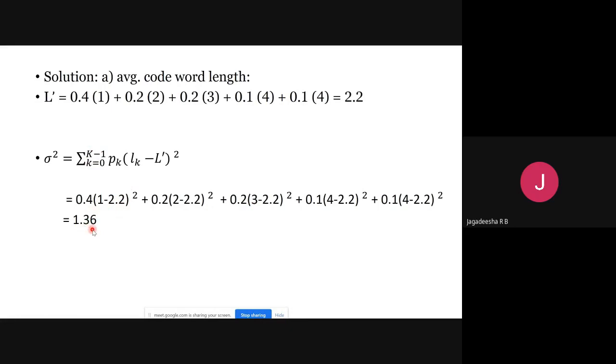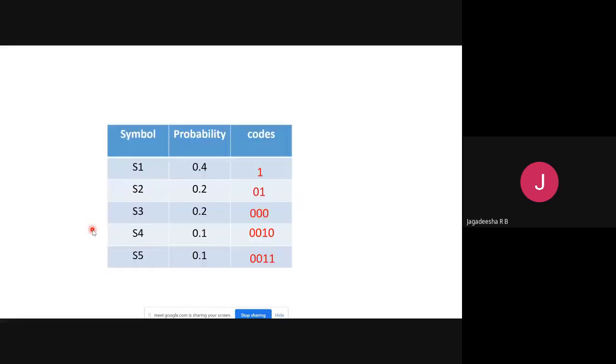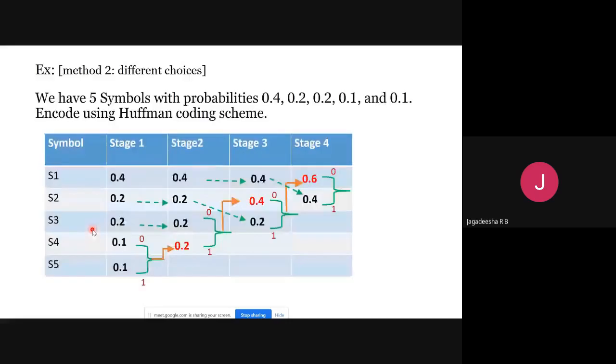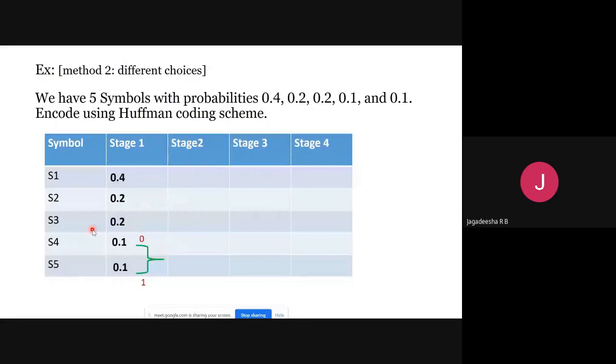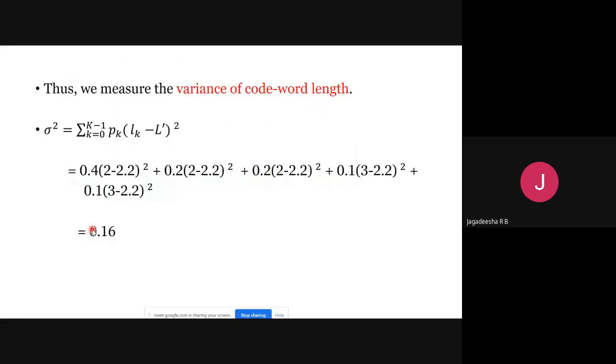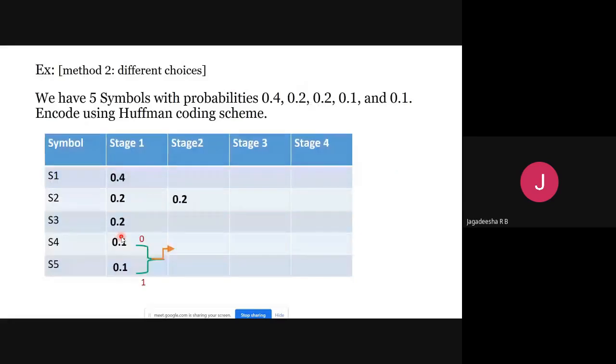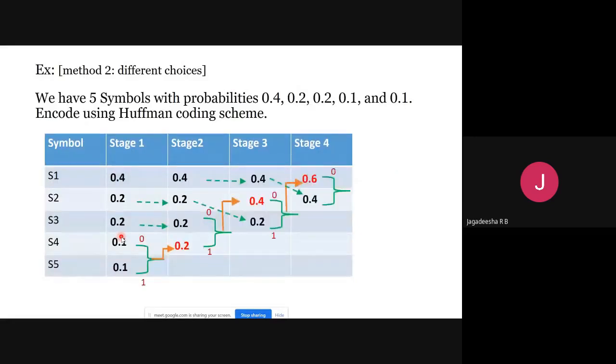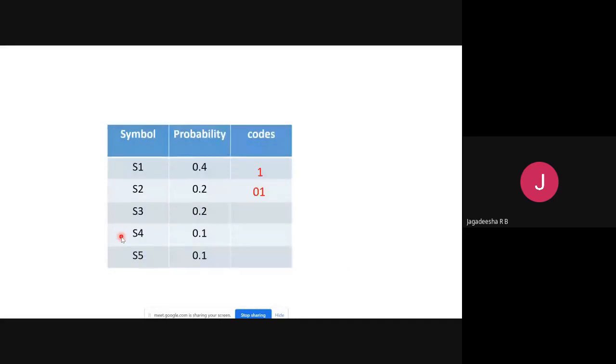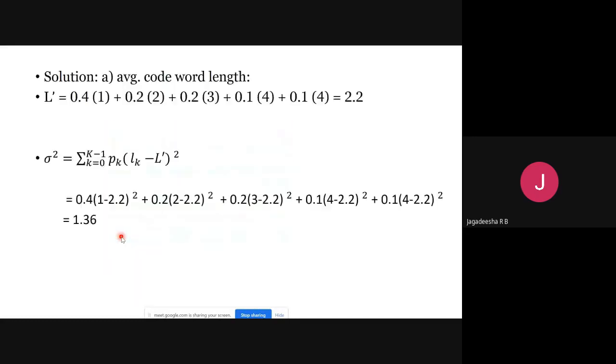So is there any change in the variance value? Maybe we have found the variance in the previous step. I'm just going back to see what the variance value was. Here it was 1.16. Now it is 1.36. I'm just trying to come back to the slide I was referring to, 1.36. The variance has increased, right? Much variation with respect to the average value.